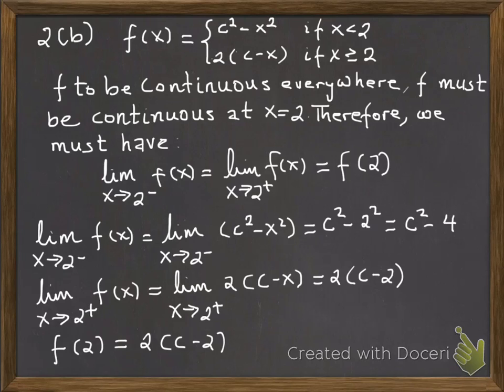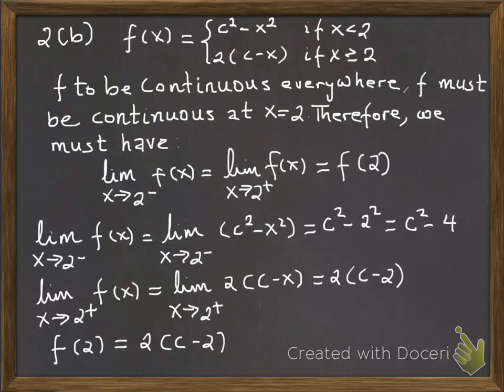Okay, so part 2, a similar problem, but in this case we now have a branching function, where we have a top and a bottom one. The top one is a quadratic polynomial, and the bottom one is a linear polynomial. Clearly, both of them are continuous functions, but for f of x to be continuous everywhere, it should be continuous exactly at 2 also.